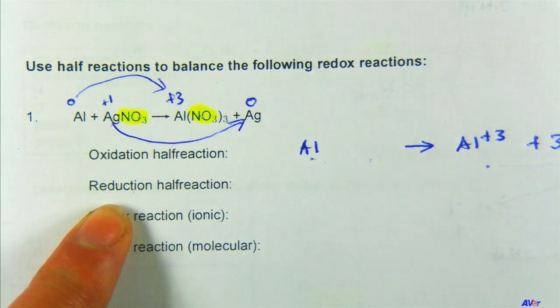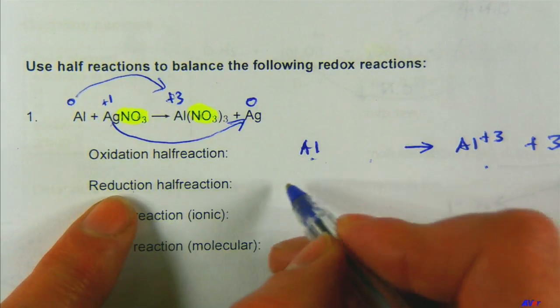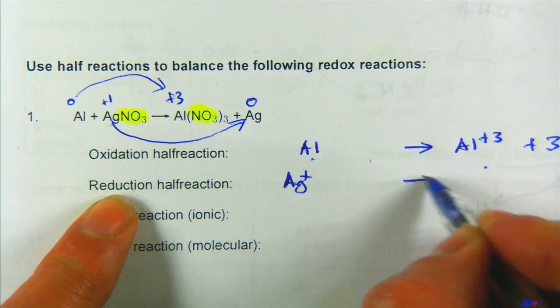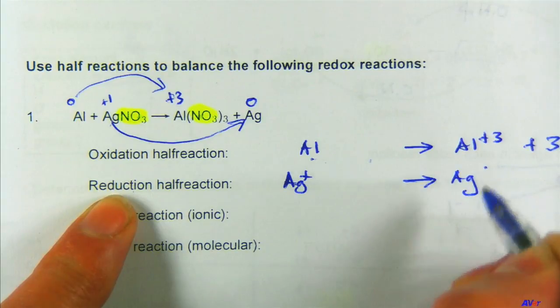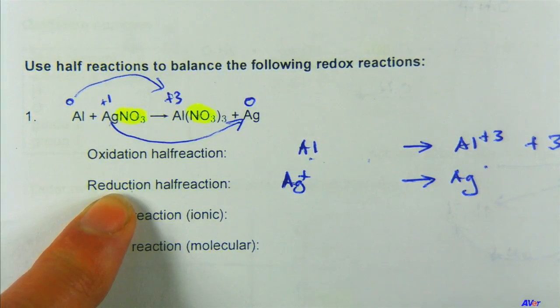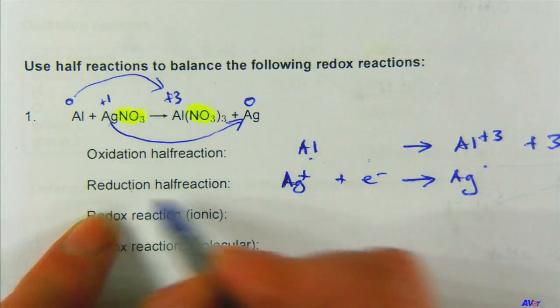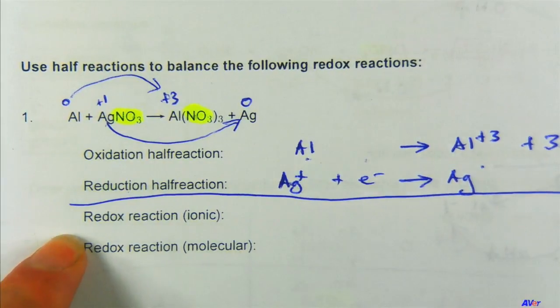So what's happening to the oxidation number? Decreasing, reducing. So this is a reduction. So you start with Ag plus, and you end up with Ag without a charge. So which side should the electrons go? Left-hand side. How many? Just 1. Okay. So these are my half reactions.